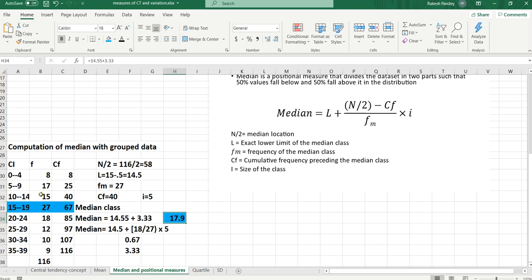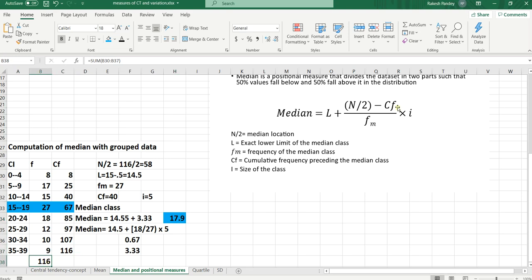So 8 plus 17 is 25. 25 plus 15 is 40. 40 plus 27 is 67. 67 plus 18 is 85. 85 plus 12, 97. 97 plus 10, 107. 107 plus 9, 116. So in this way we will compute the cumulative frequency, and the last CF and the total number of observations, that is n, should be equal.